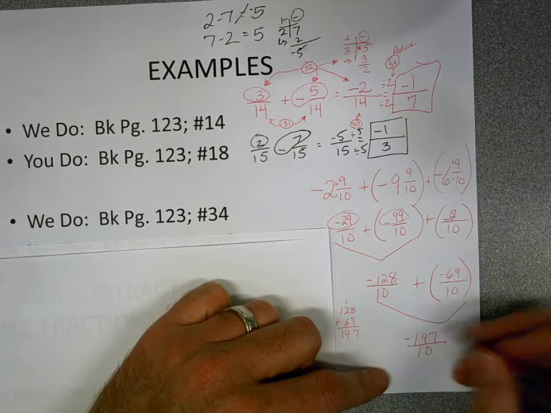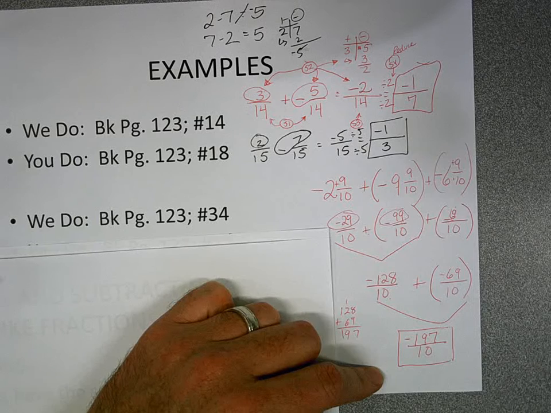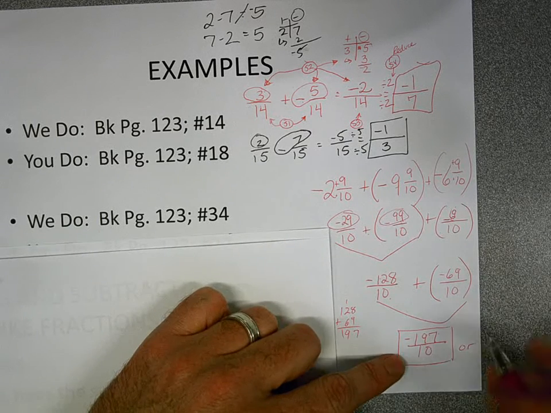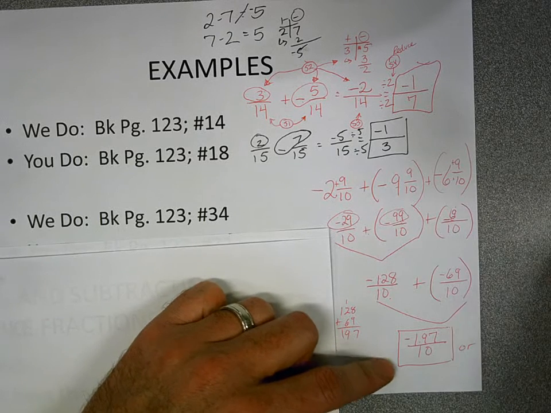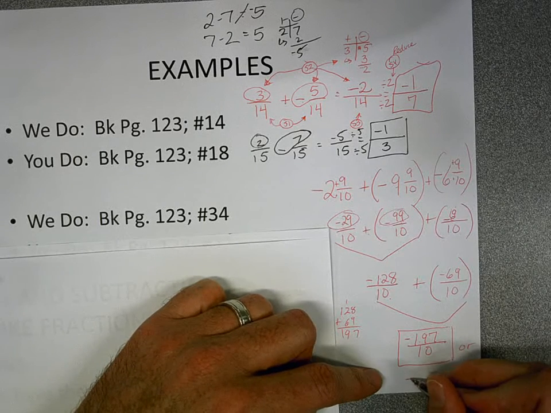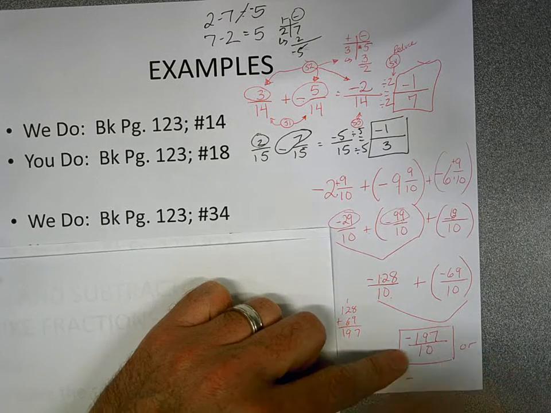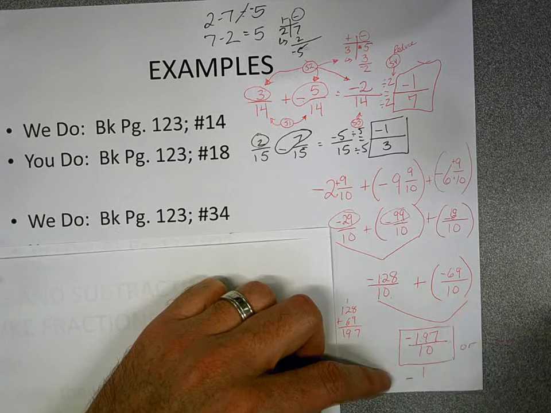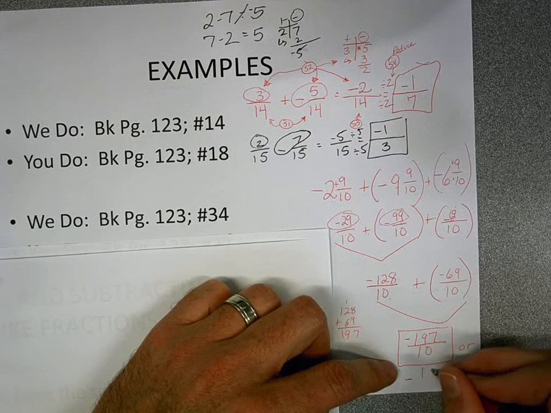Remember what we talked about. You can leave it as an improper fraction as long as it's not a word problem. Or, of course, this one's actually a nice, easy one to divide, right? So 10 goes into, or I should say this is a negative. Let's put our negative there already. Negative divided by a positive. Okay? And 10 goes into 19 one time. And then 10 goes into 97 9 times.